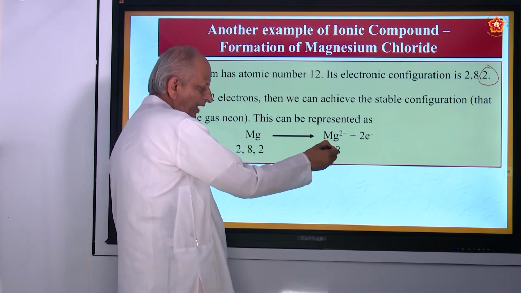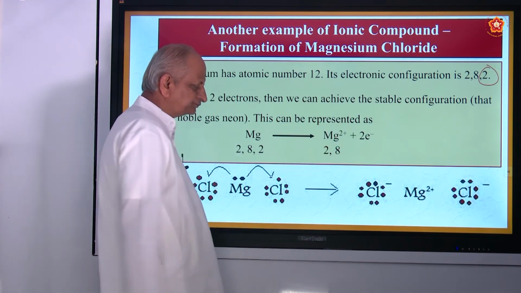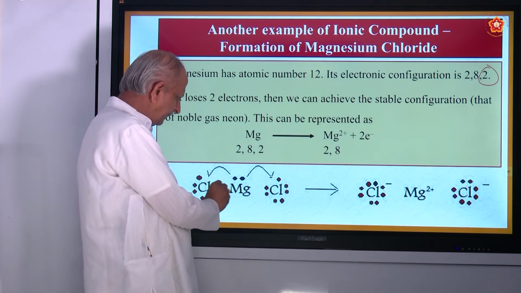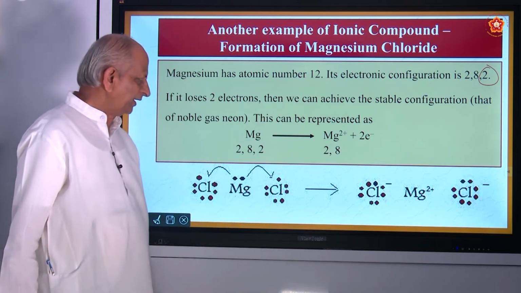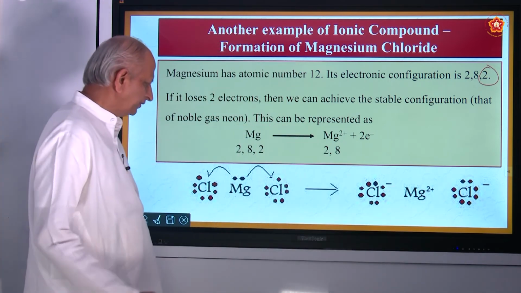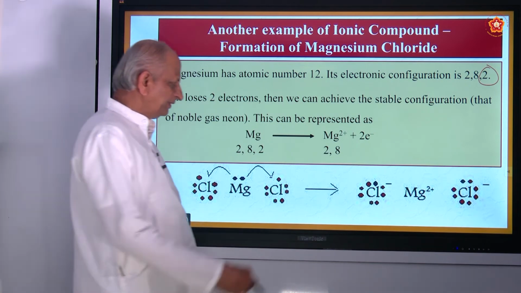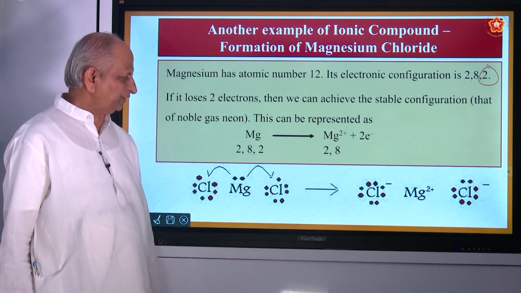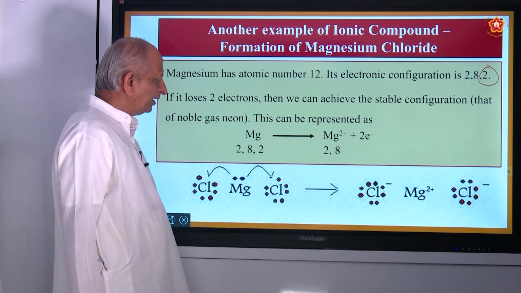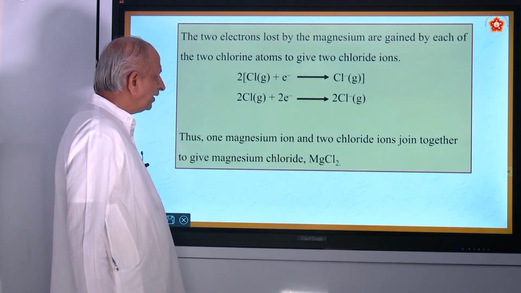Mg 2,8,2 becomes magnesium ion plus 2 electrons, and it resembles what is called neon. So 1 Mg atom combines with 2 chlorine atoms and hence it forms magnesium chloride. It is an ionic compound because the 2 electrons from magnesium will transfer to chlorine and hence it becomes magnesium chloride. So in this way, this is called an ionic reaction, and this bond is called ionic bond and the compound is called ionic compound.